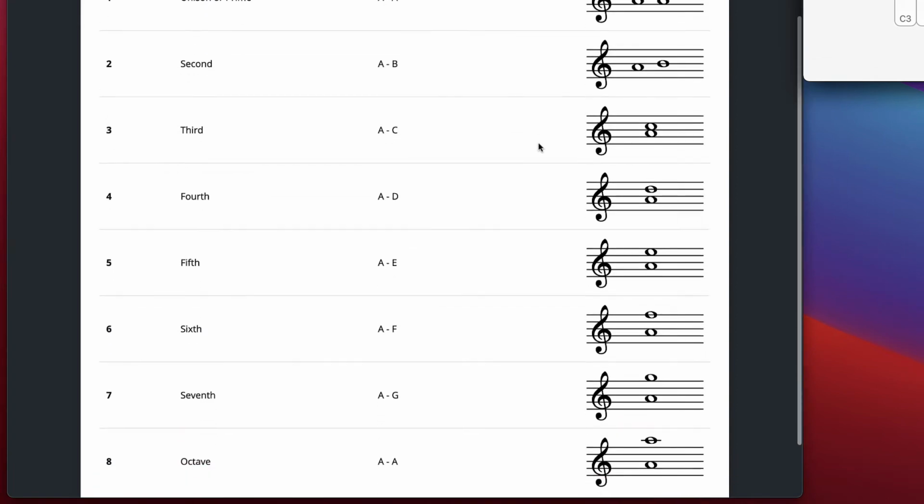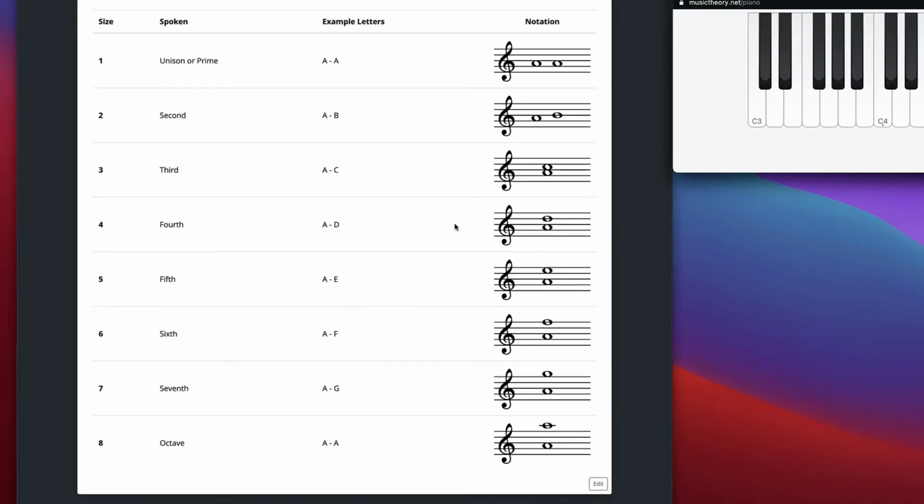Size will be very easy, and we're going to talk about 8 different sizes, starting at unison or prime, a 1 essentially, and then seconds, thirds, fourths, fifths, sixths, sevenths, and the octave, which is the 8th point. So 8 letters apart, which actually gets us back to the same letter again, just an octave away.